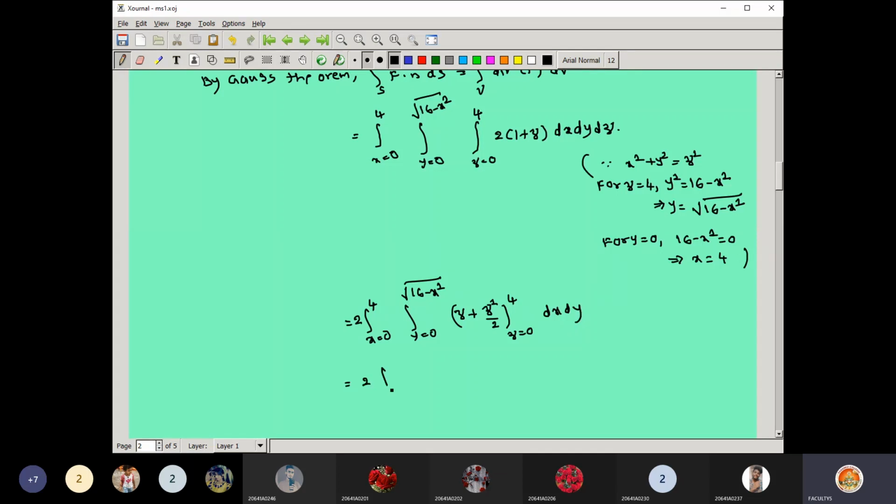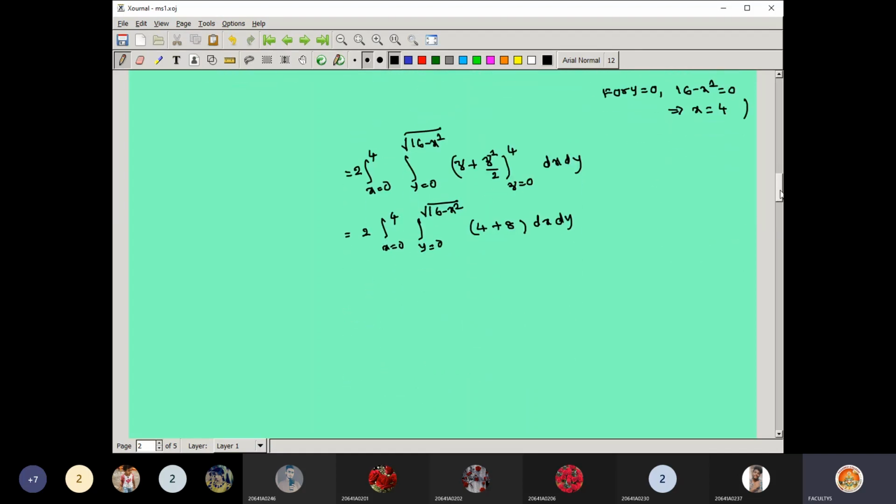So 2 times x integral 0 to 4, y integral 0 to under root of 16 minus x square, and substitute your upper limit, so that it is 4 plus 16 by 2, which is nothing but 8. So we have here only dx dy. Now 4 plus 8 is nothing but 12. That is a constant term. You can take it outside. Already 2 is there. 12 into 2 becomes 24. So x is equal to 0 to 4. Nothing is there here. Now you integrate with respect to y.